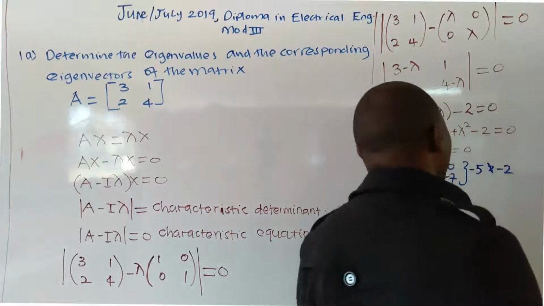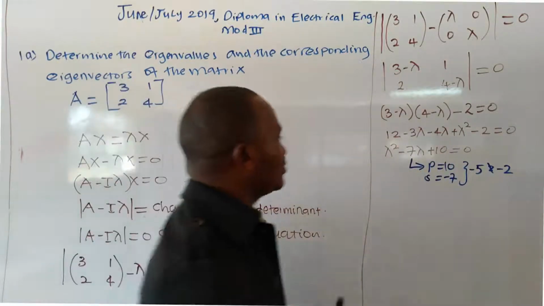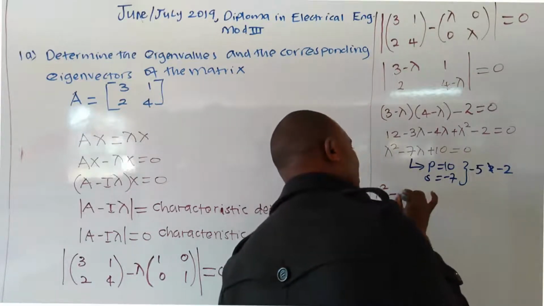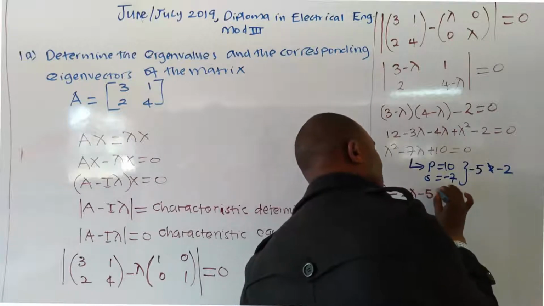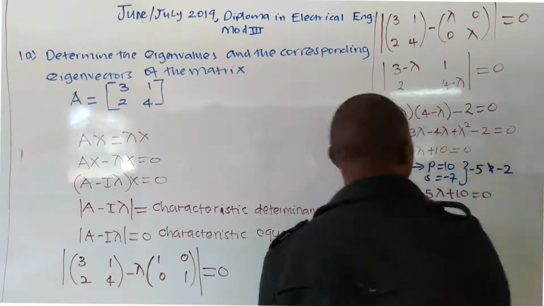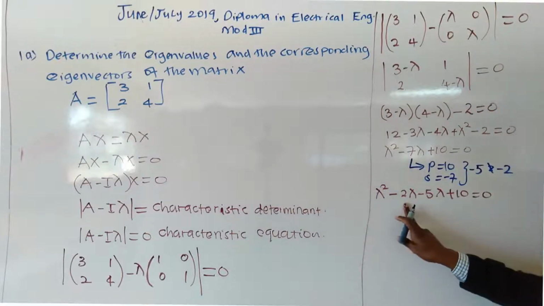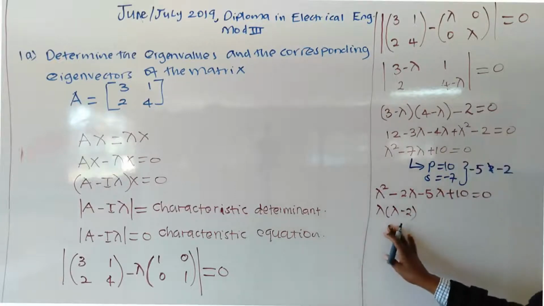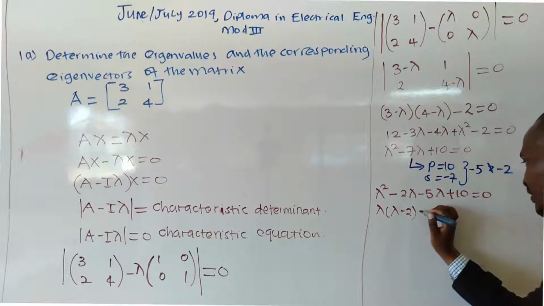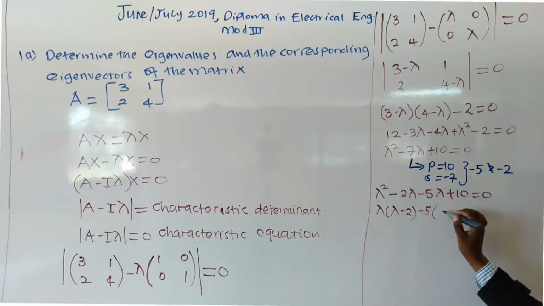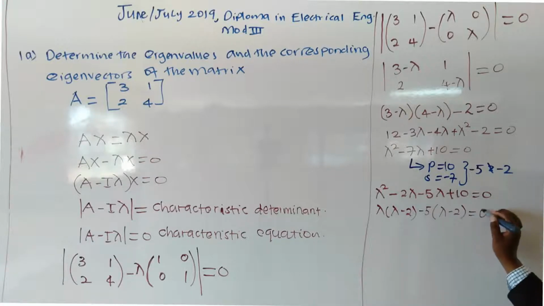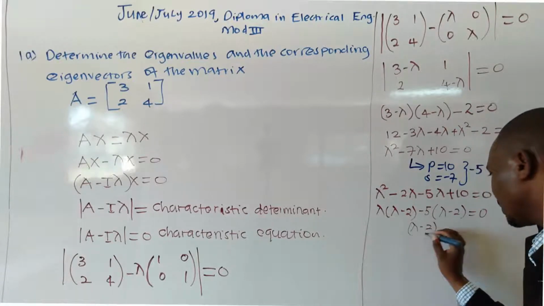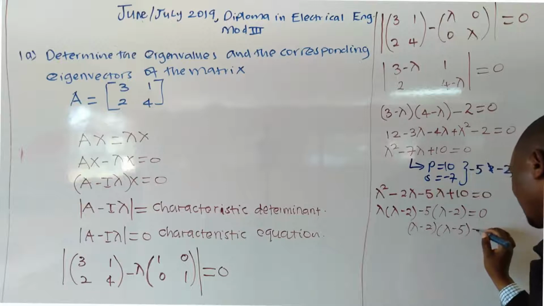We can now go ahead and factor out. So we have lambda squared minus 2 lambda minus 5 lambda plus 10 is equal to 0. We can factor out lambda here to get lambda minus 2. We can factor out negative 5 to get here lambda minus 2 is equal to 0. Now we can say lambda minus 2, lambda minus 5 is equal to 0.